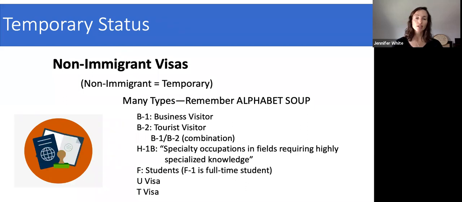And then the T visa is a trafficking visa. So it's for folks that satisfy the federal definition of trafficking, so it's either labor or sex trafficking, and they're in the US on account of trafficking. The T visa is pretty technical. And it is the only government benefit that I know of that is underutilized.